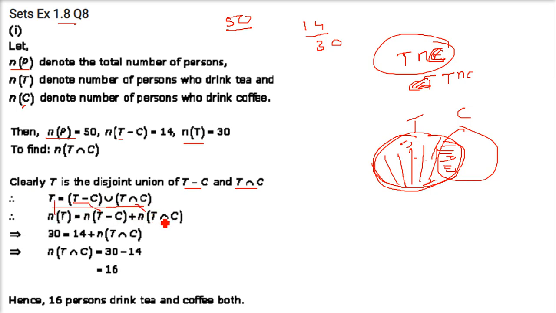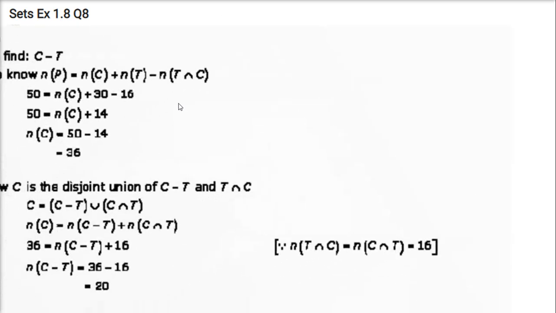So n(T) will be equal to n(T minus C) plus n(T intersection C). This is 30, this is 14, and this is T intersection C. T intersection C can be 30 minus 14, and it is going to be 16. So 16 persons drink tea and coffee both.